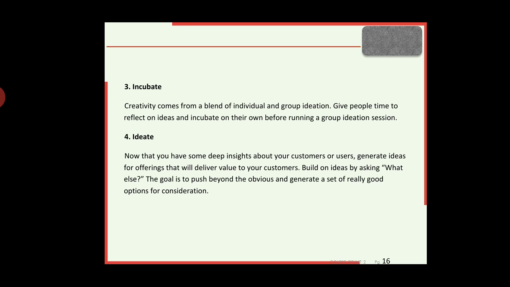Give people time to reflect on particular ideas and incubate on their own before running a group ideation session.